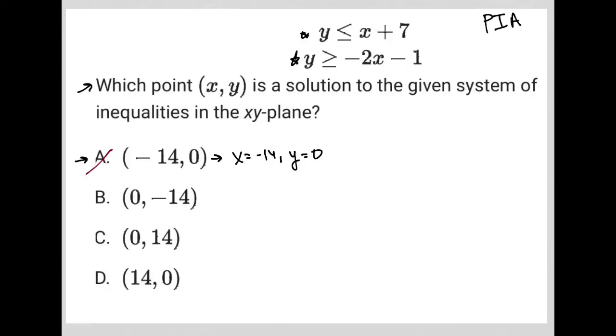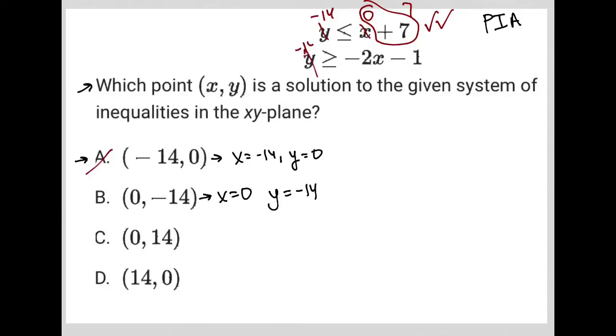So let's go on to choice B. So choice B is saying when x is 0, y is negative 14. So again, let's just try that in the first inequality. So I'm going to cross out y and put a negative 14, cross out x and put a 0, and just say, is this true? Well, 0 plus 7 is 7. Is it true that 7 is greater than or equal to negative 14? Or if we read it from left to right, that negative 14 is less than or equal to 7? Yeah, that's true.